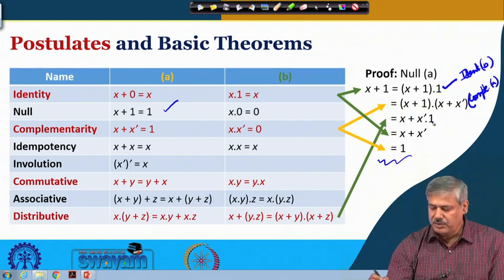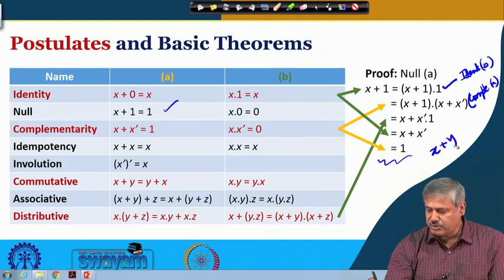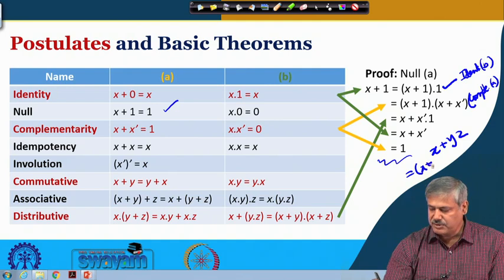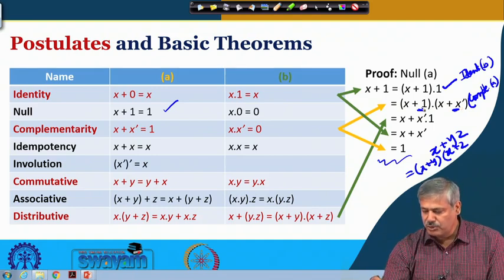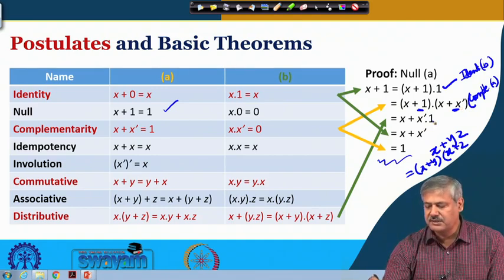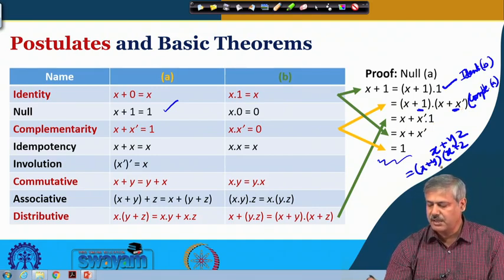Then you can use the distributive property, where x plus yz is equal to x plus y and x plus z. So, this is x, this is your y and this is your z. So, yz is getting multiplied over here and this is x, according to this.